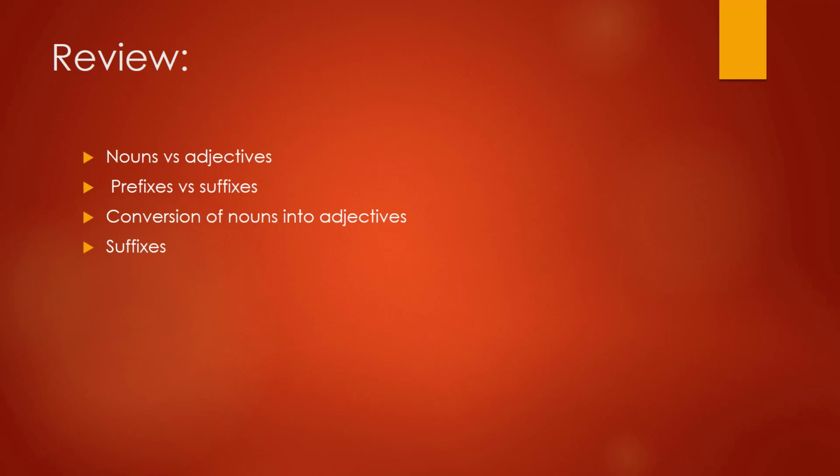We are done with this lesson. Now let's review this lesson quickly. In this lesson, first of all, we learn about nouns and adjectives. We learn that nouns are naming words. They name any person, place, thing, or idea. But adjectives are describing words. They tell us about the good or bad quality of a noun.